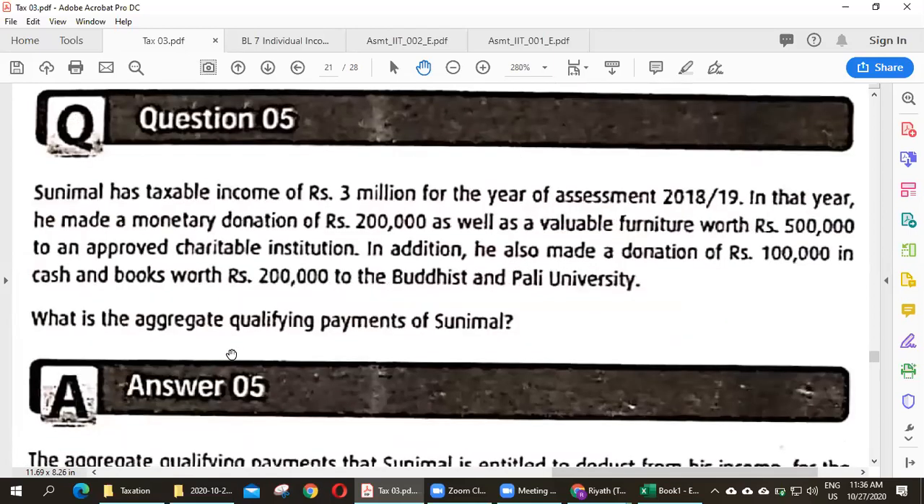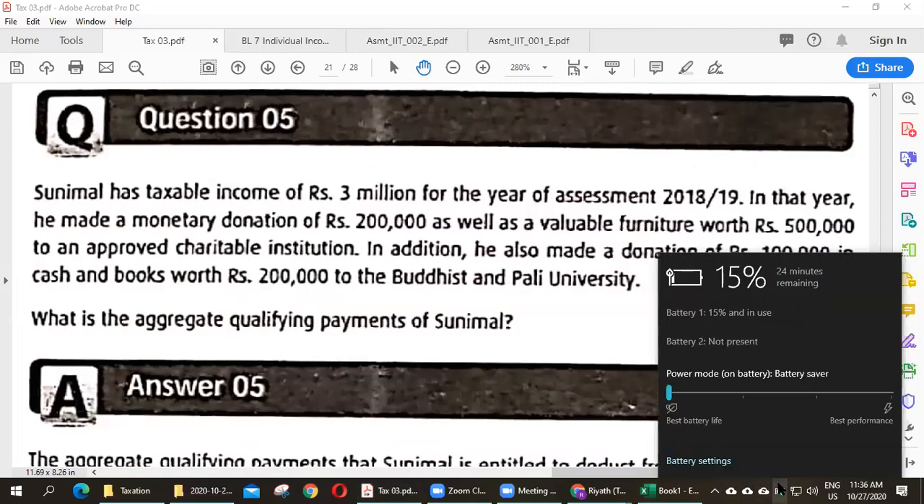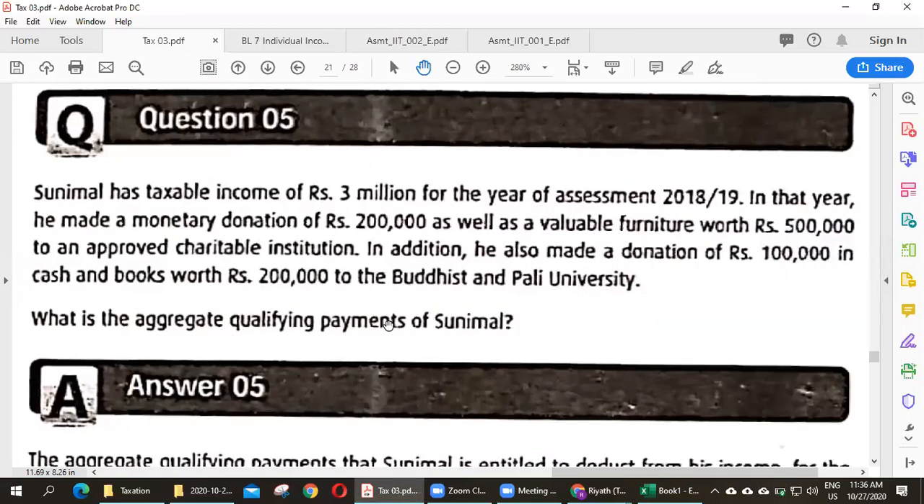Question number 5. Sunimal has taxable income of rupees 3 million for the year of assessment 2018/19. In that year, he made a monetary donation of 200,000 as well as valuable furniture worth rupees 500,000 to an approved charitable institution. In addition, he also made a donation of rupees 100,000 in cash and books worth 200,000 to Buddhist Pali University.